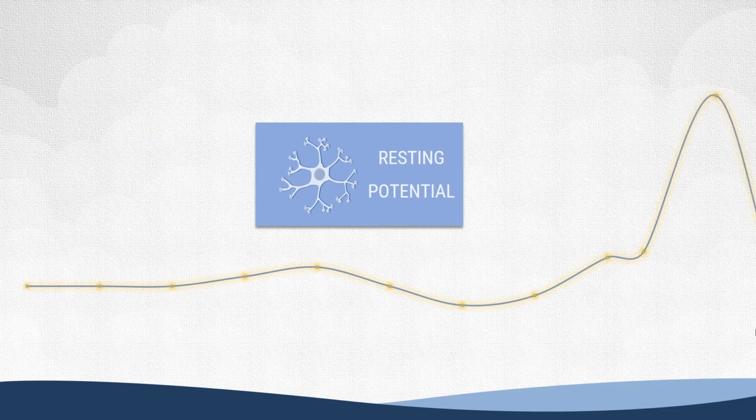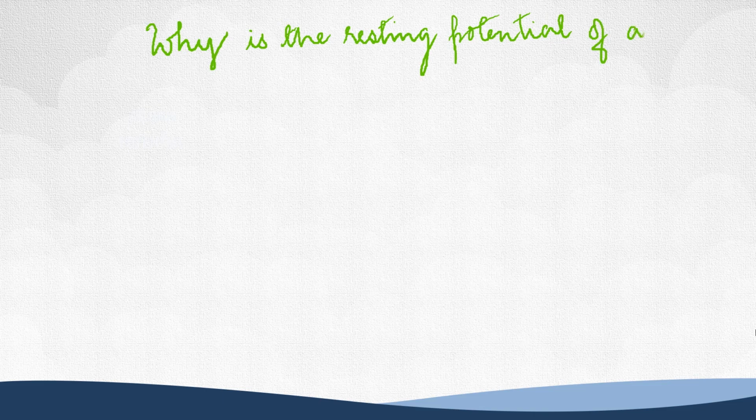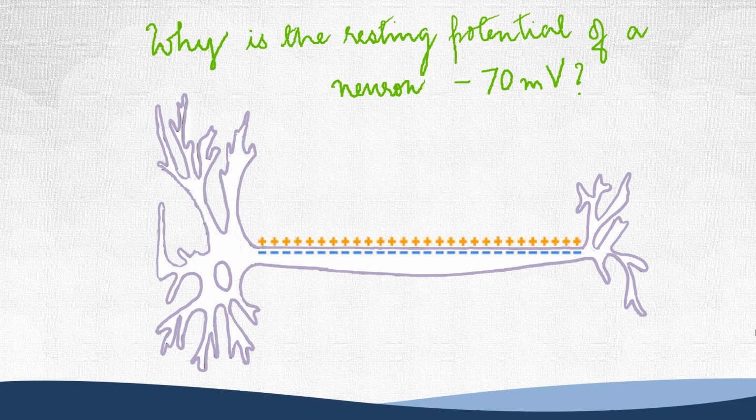In this video, let's address a very interesting question. Why is the resting membrane potential for a neuron minus 70 millivolts? But before we can answer that, let's first figure out why the membrane has a potential at all. This is because the neuron has separation of charges.